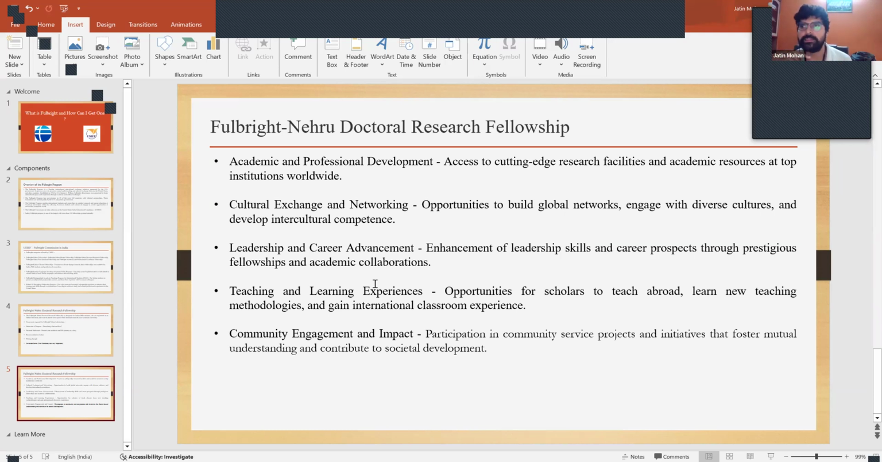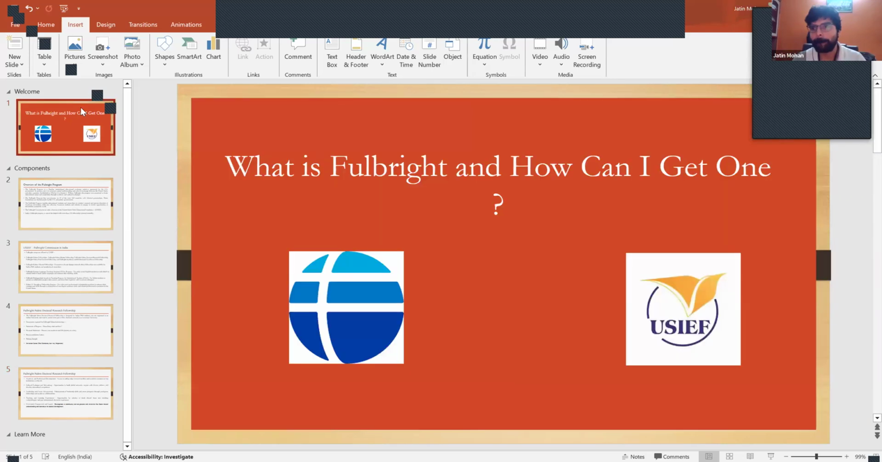There's no other program like it, which gives you that much exposure, and financially they take care of you, and in every possible way they take care of you. So this is a program which I think every Indian should know about, and once in their life, if they're in academia, they should really consider it. So that was it. That was the talk.